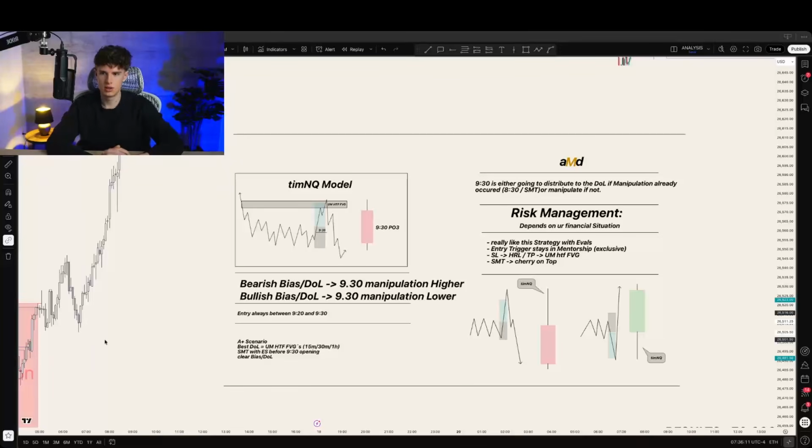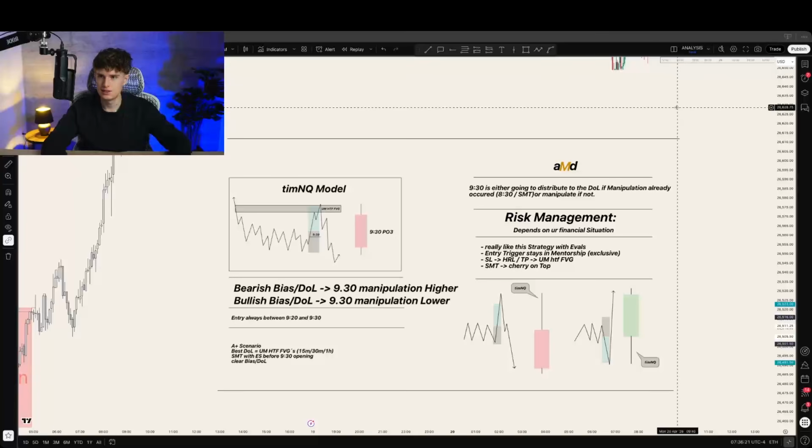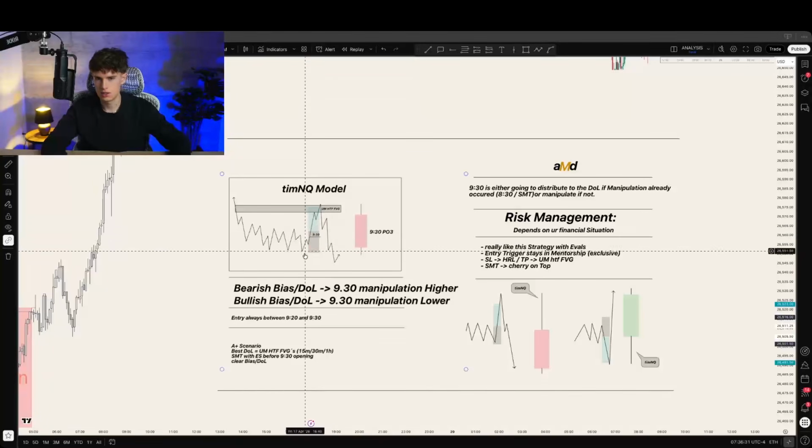Alright, so let me pull up the charts and show you exactly what we are looking for, okay? So basically this is a short explanation of what this model is all about. It is the manipulation of the 930 opening candle. Here you can see a picture, so we have the accumulation, we have the 930 open, we are trading the manipulation into the unmitigated high time frame fair value gap. And then we get the distribution lower because if we have a bearish bias or a bearish draw on liquidity, we are expecting lower prices and lower distribution, and therefore the 930 has to manipulate higher, okay?